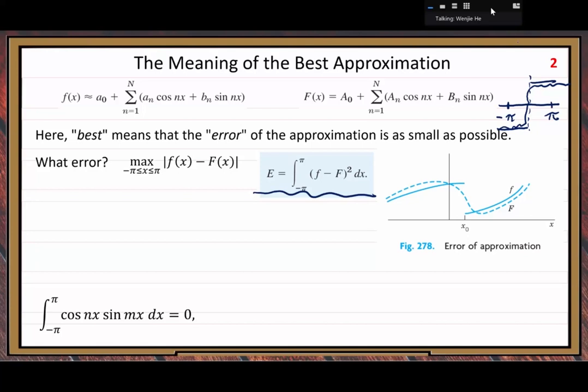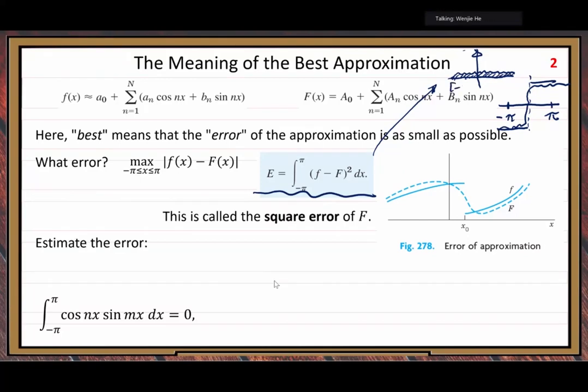So we calculate. If we draw the error, the difference, the square of the difference, the square difference should be small, right? Then we calculate this integral. That means the area under the square of the difference. We use the square error of f.